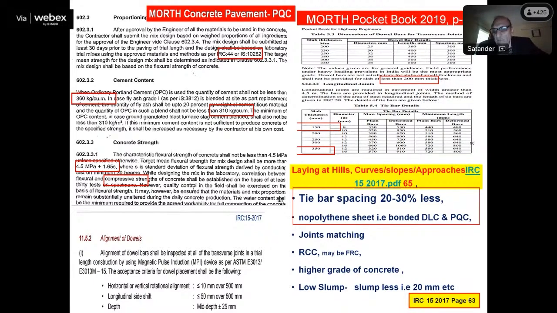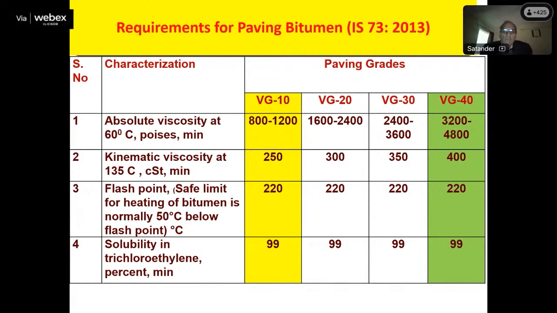Regarding stability, you have said 12 kilonewton. If you are using a modified bitumen, then you have to take 12, otherwise 9 kilonewton we take as the stability. So now a few slides I will show you.